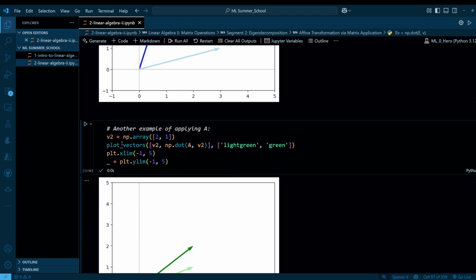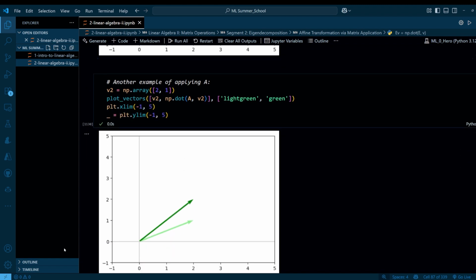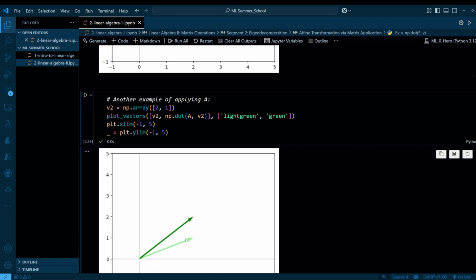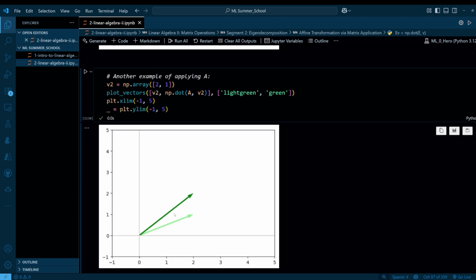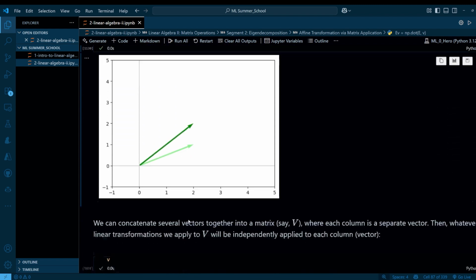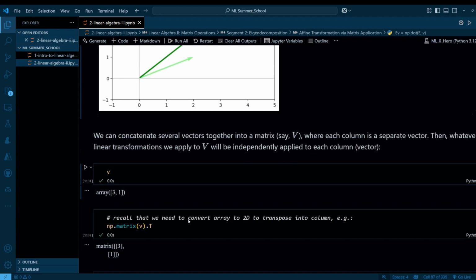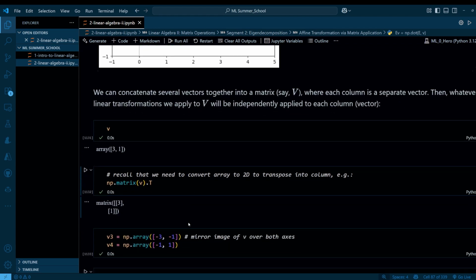Now assume we have V2, another one, which is 2 1. If you just look for 2 1, right? This is 2 1. If we multiply A with V2, we end up with this one. So it again changed. Okay, it can happen. I'm just showing you how we multiply and the value does change and so on.